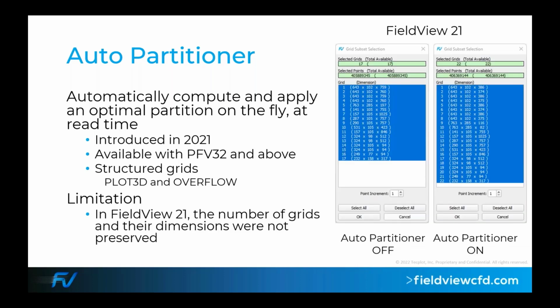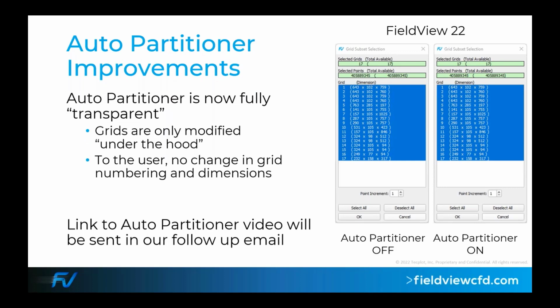So the improvement we've been doing going into FieldView 2022 is that we no longer expose the repartitioning operation to the user. In the past, you would see that FieldView was creating additional grids as it was loading the data, and that was then affecting anything that is grid-based or IJK-based. That is, when you were creating a computational surface, for instance, you had to know the new grid number, and the IJK dimensions of that surface were also being affected. This is no longer the case in FieldView 22.